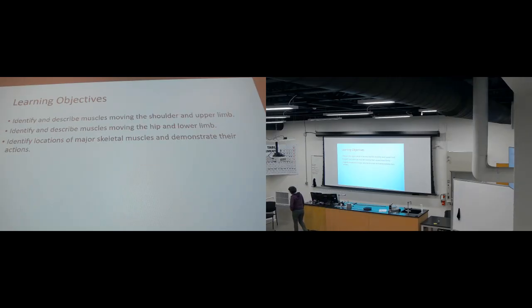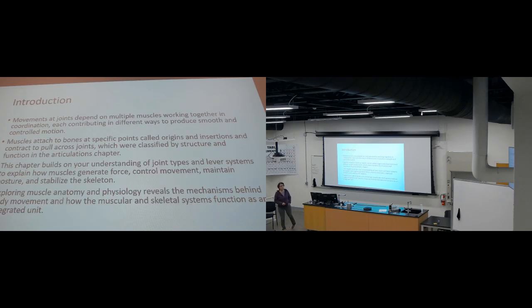And then we are going to see the exact location of muscles in the shoulder, upper limb, and then in the hip and the lower limb. And then we're going to demonstrate some of the actions of these muscles.